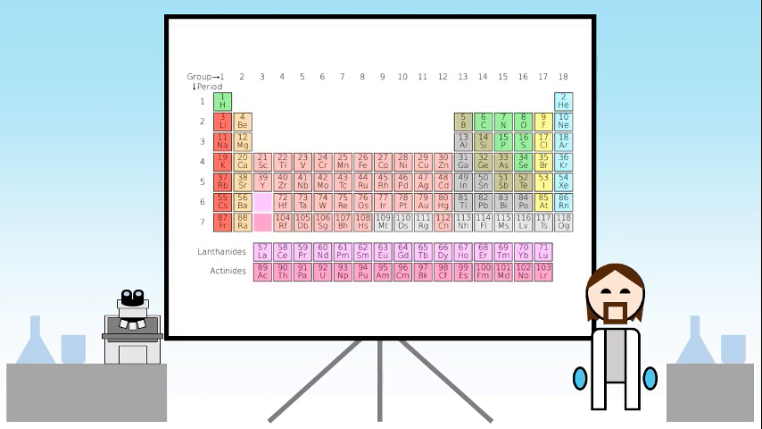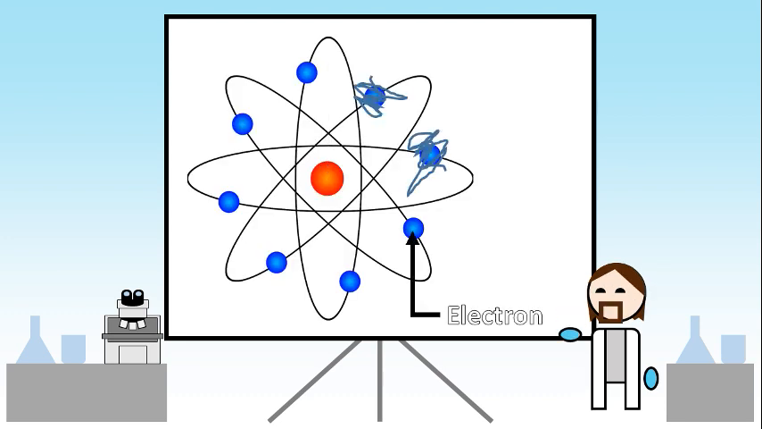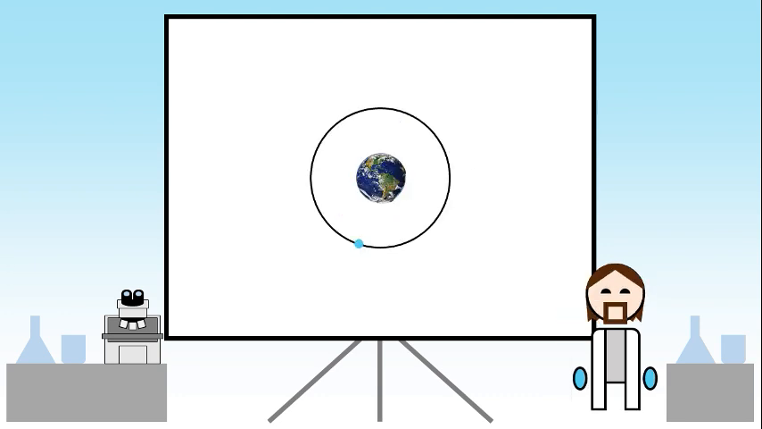Let's start by looking at the periodic table. Carbon appears here. It is the sixth element, which means that it has 6 protons in its nucleus and 6 electrons orbiting around it. One way of thinking about an atom is like this. The nucleus is a bit like a planet, and the electrons orbit around it like a set of moons.